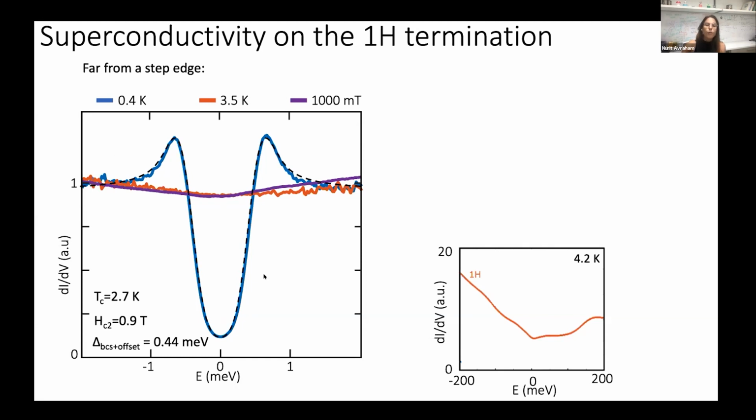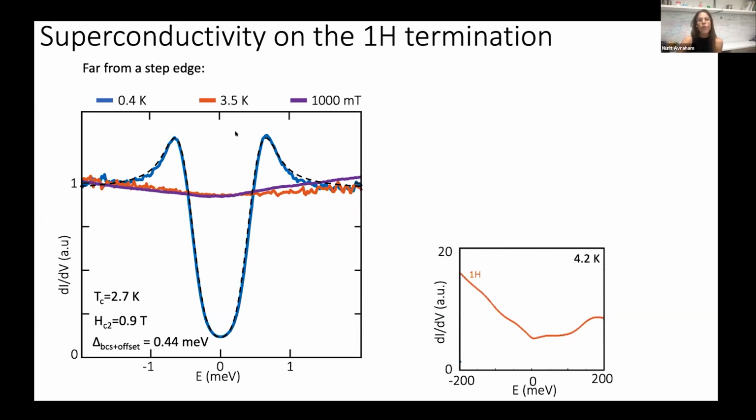So we were able to fit this superconducting gap by a standard BCS fit, but we have to add an offset, because one of the things that should be noticed here is that we don't have a full superconducting gap, but we have a residual density of state at the zero energy, and we extracted a gap of 0.44 millivolt.